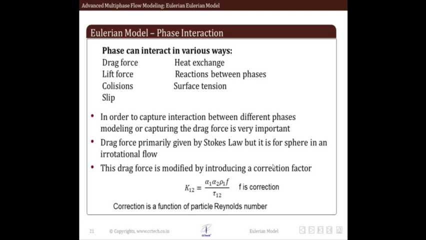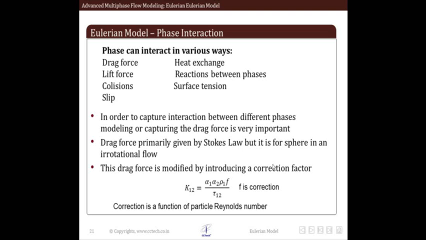In order to capture interaction between different phases, modeling or capturing the drag force is very important. The most important force between different phases is the drag force. So when we are solving multiphase, we need to capture this drag force and model it. Drag force, as we all know, is given by Stokes' law. But Stokes' law is theoretically defined for spheres in an irrotational flow.